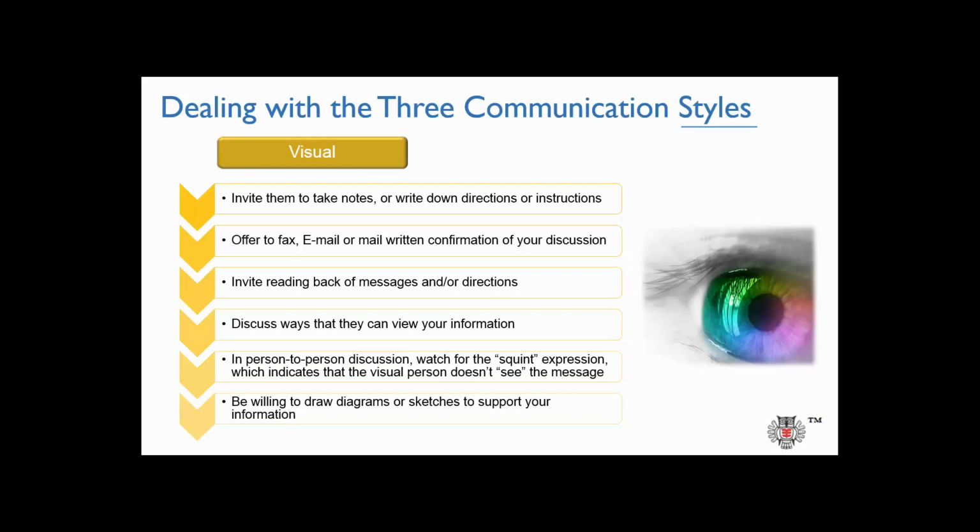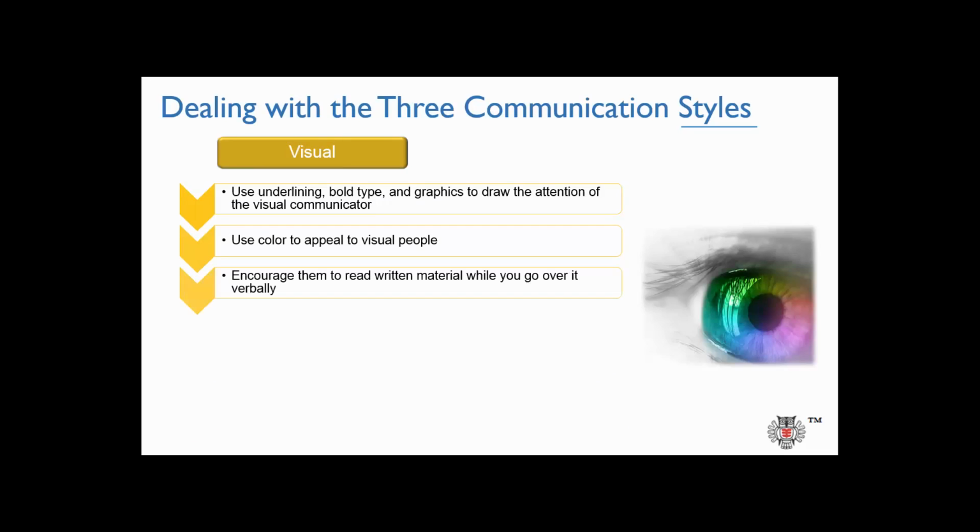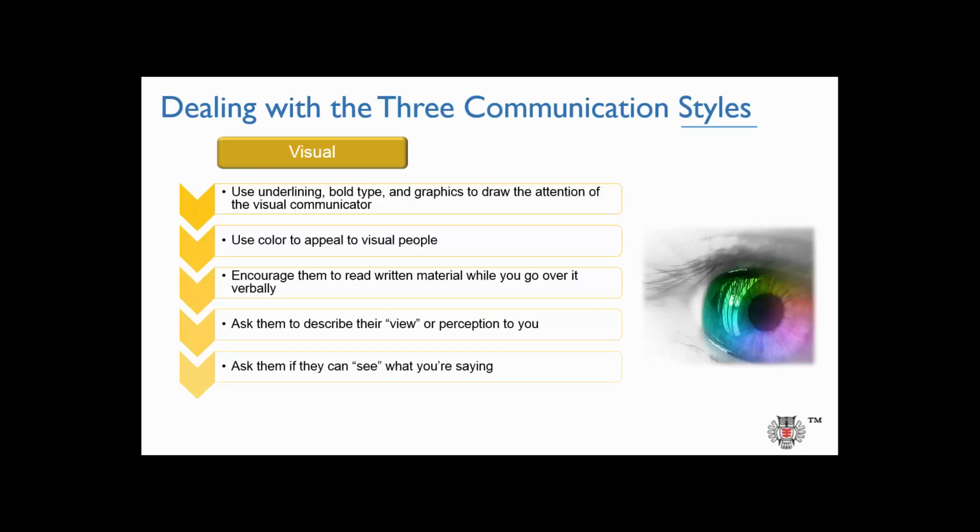You want to make sure you're really supporting that visual person with visual aids that they can see and read. Use underlining, bold, and graphics to draw the attention of the visual communicator. Use color to appeal to the visual people. Encourage them to read written material while you go over it verbally. Ask them to describe their view or perception to you. Ask them if they can see what you're saying.